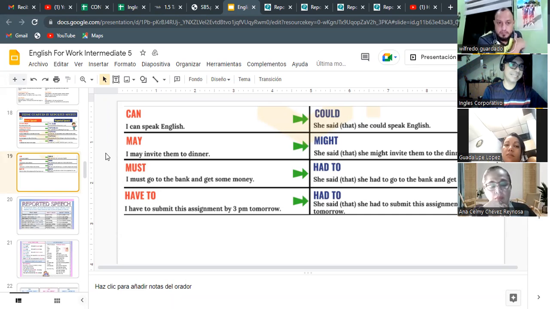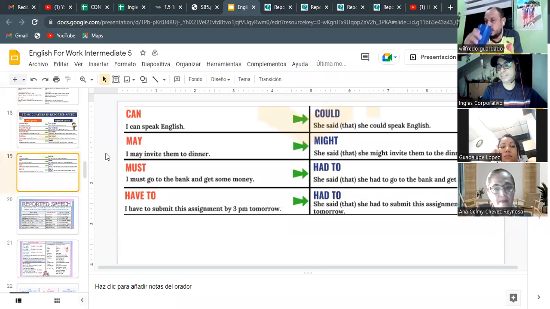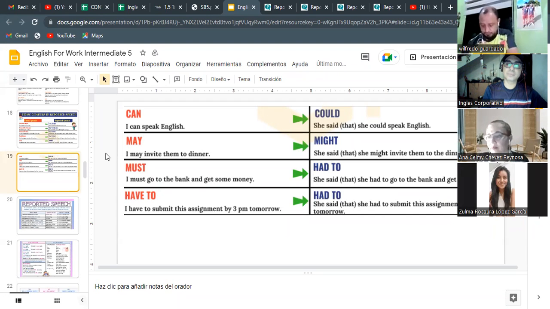How is it going to be that in negative? I must not go to the bank and get some money. Very good. I mustn't. I must not go to the bank and get some money. And who's going to be the other one? She said she had to go to the bank and get some money. She said that she hadn't to go to the bank and get some money.